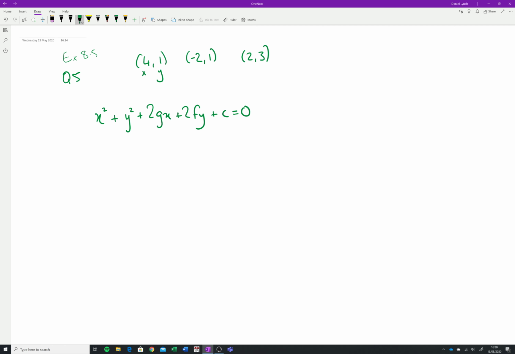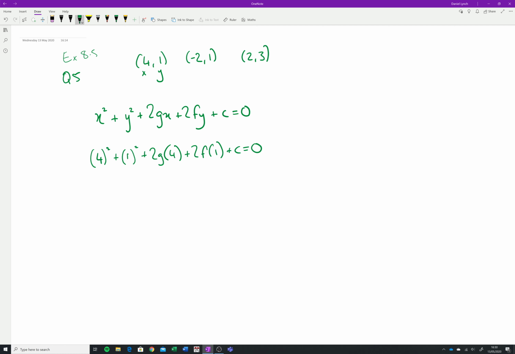Here's the first way. What does (4, 1) mean? Well, if it's on the circle, it means that you can sub it in, the x value, and sub in 1 for the y value, and you will get a truthful equation. If you did do that, and actually I'll just start it, we'd get 4 squared plus 1 squared plus 2g times 4 plus 2f times 1 plus c equals 0.